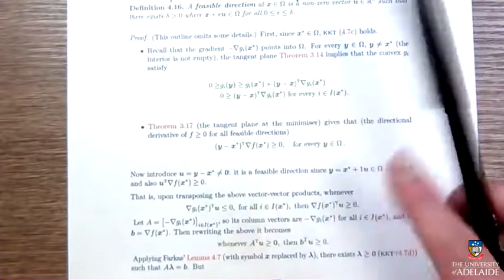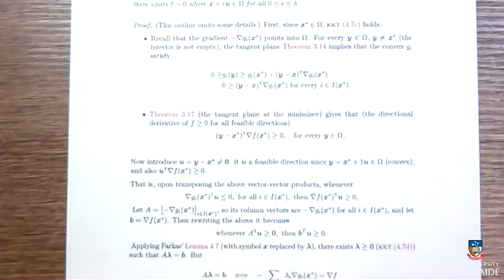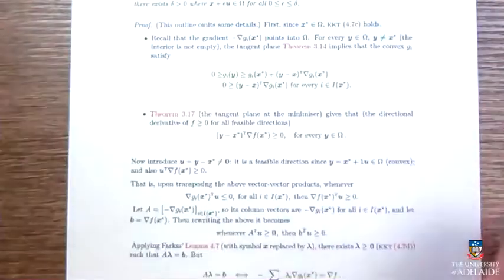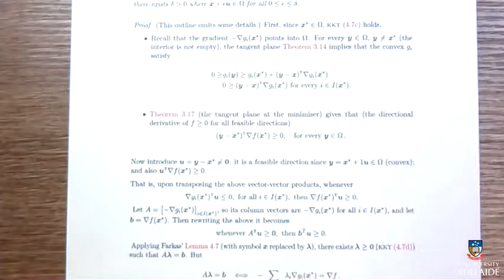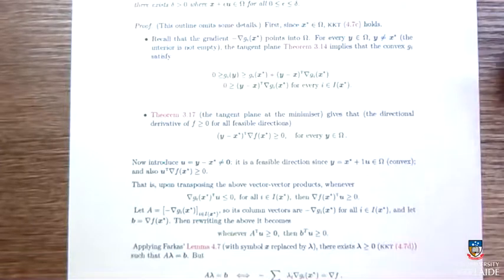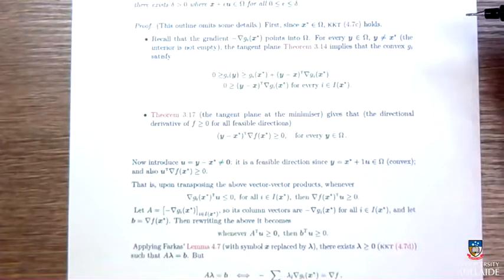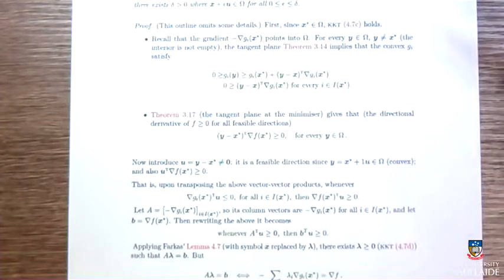So I start by looking at the gradient of g_i. At this minimizing point, x star, the negative gradient of g_i has got to point into my set. We talked about that earlier. My interior has got to be non-empty here, otherwise there wouldn't be anything to talk about; there would be no set for this to point into. So we get to use that the interior of my convex set is non-empty straight away.